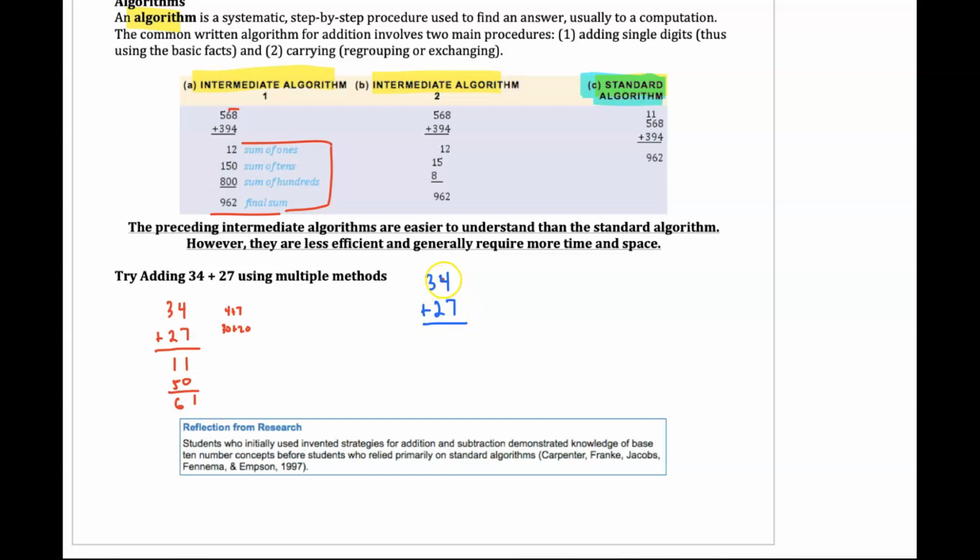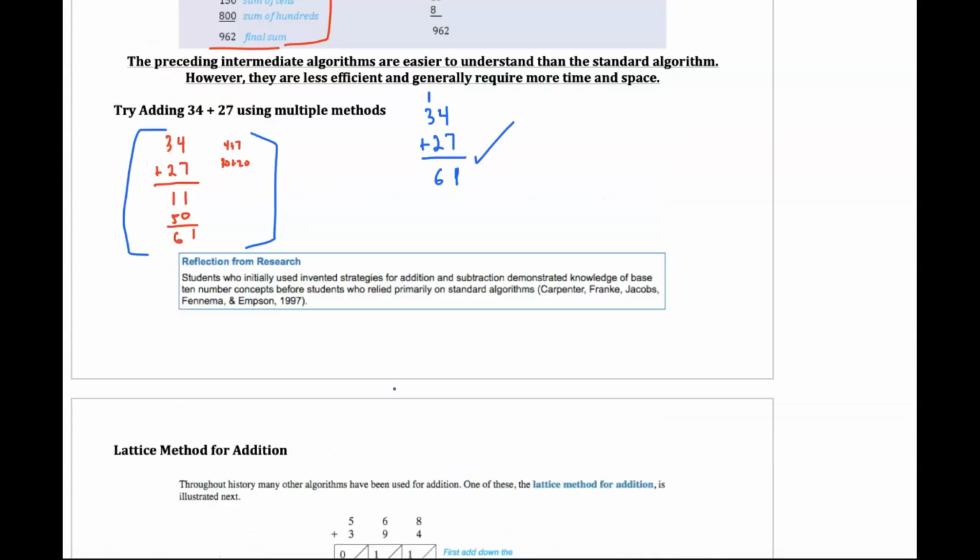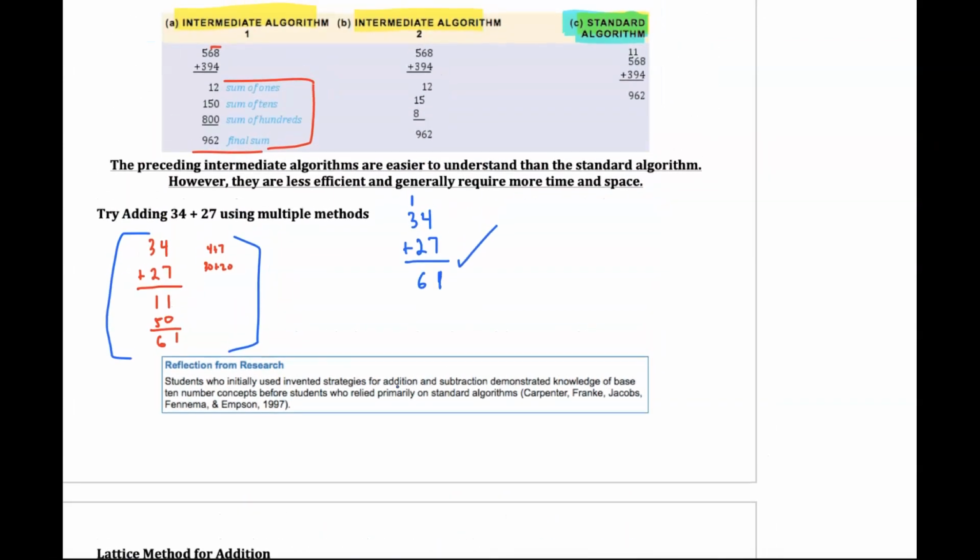The other way is the standard algorithm. You do 4 plus 7 is 11, carry the 1, and then there's your 61. Fewer steps. This is more efficient. And so the standard algorithm is preferred, but early on students should understand that we're really just doing this process, and you may even want them to use that method there.